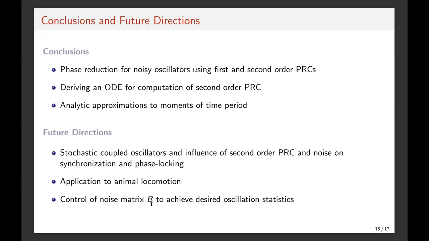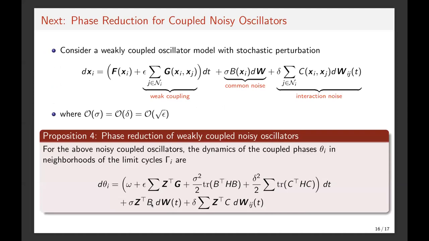So the future directions contain extending these results to coupled oscillators. As I told you in the beginning of the talk, we are interested in understanding the effect of noise on synchronization and phase locking in animal locomotion and their gait patterns. So we would like to extend all these results to coupled oscillators. And the other thing is to use the diffusion matrix B as a control mechanism to change the properties of the oscillation, and in particular, change the properties of the gaits in insects. So this is the step that we are taking right now.